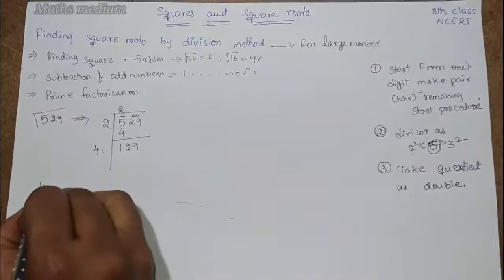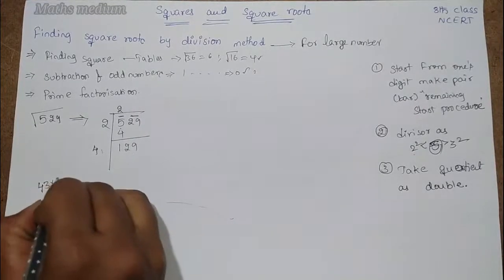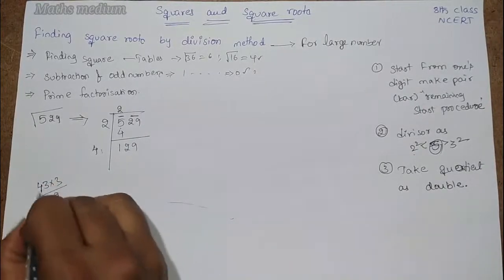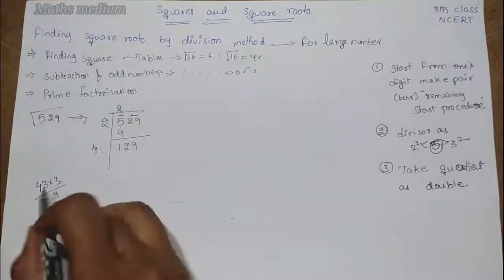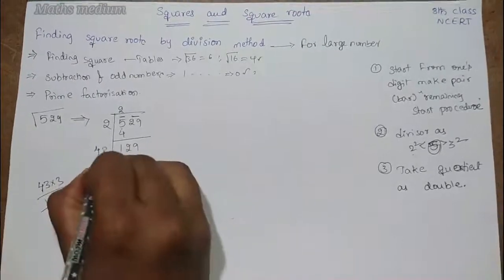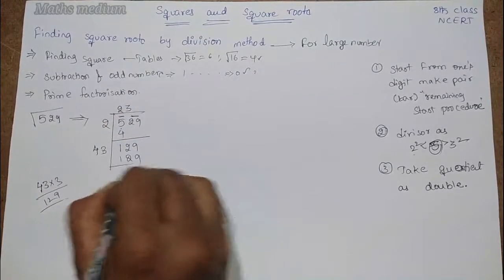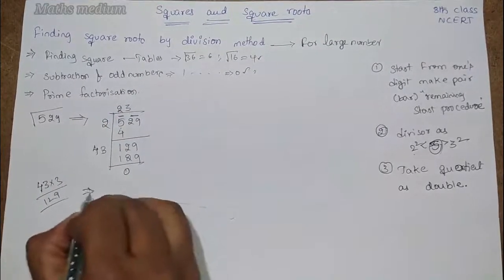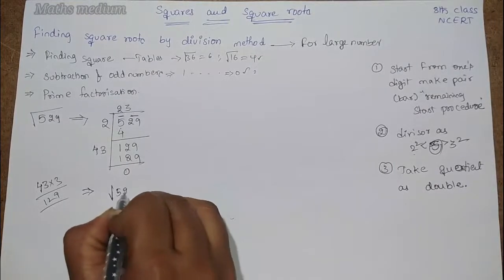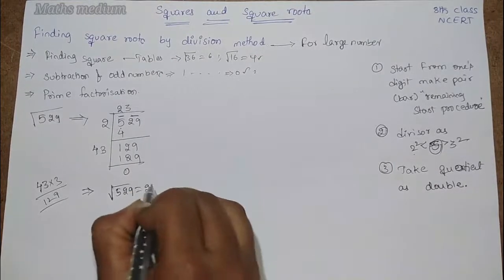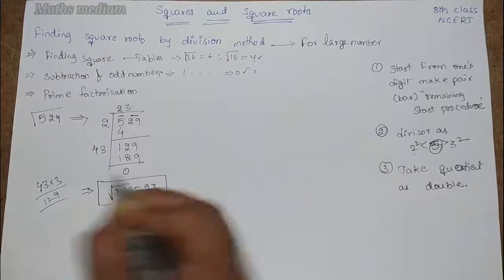If you multiply 43 by 3, 3 threes are 9, 3 fours are 12. Yes, it is the estimation number. So let's take 3 here. This 3 is here. Now 129 minus 129, we get 0. Now we write root over 529 is equal to 23. This is the answer for this question.